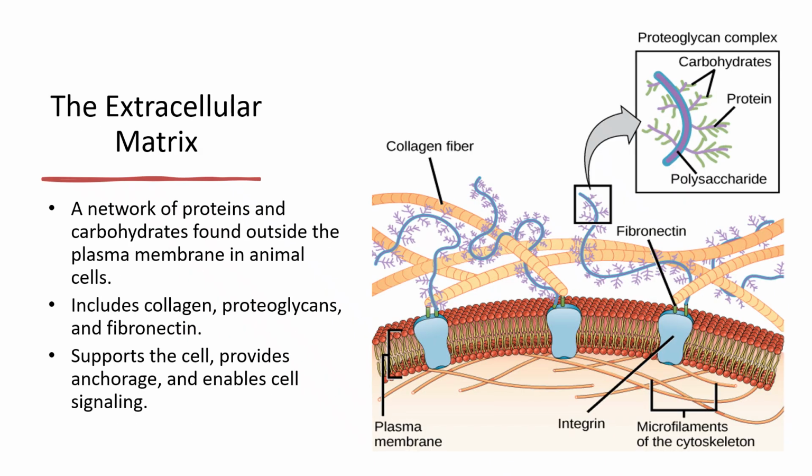Outside animal cells, the extracellular matrix is composed of proteins like collagen and fibronectin. It provides structure, helps anchor cells, and facilitates communication between them. It's critical in tissues where cells must work together.